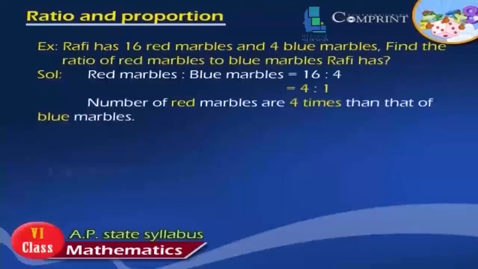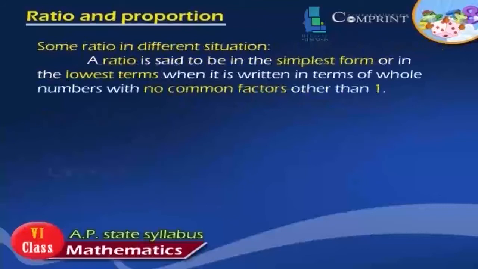Example, Rafi has 16 red marbles and 4 blue marbles. Find the ratio of red marbles to blue marbles Rafi has. Solution. Red marbles is to blue marbles is equal to 16 is to 4, which is equal to 4 is to 1. The number of red marbles is 4 times that of blue marbles. Some ratios in different situations.